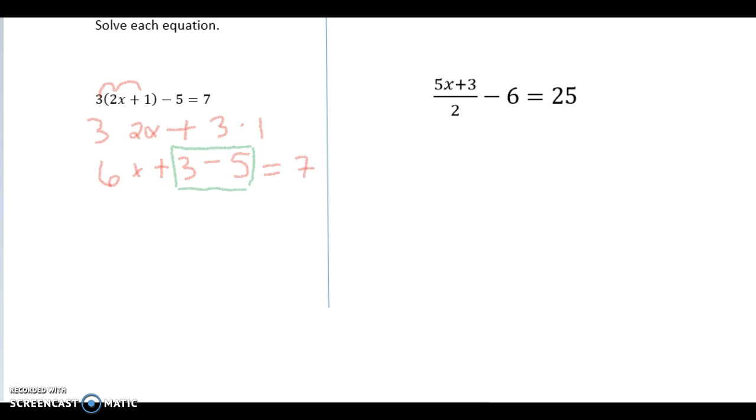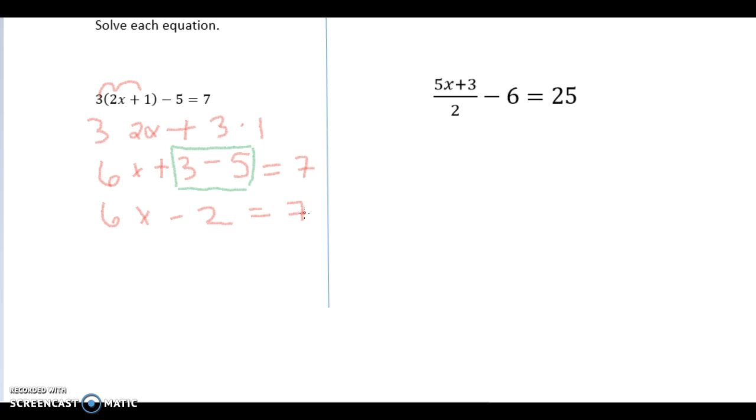Once we combine those two, we will rewrite the problem one more time, and we will again bring down every term that has not been manipulated or touched. So we have 6x, and then we have 3 minus 5, which is a negative 2, equals 7. Again, if you notice, the 3 is positive, the 5 is negative, or we can look at it as plus 3 minus 5. That gives us the negative 2.